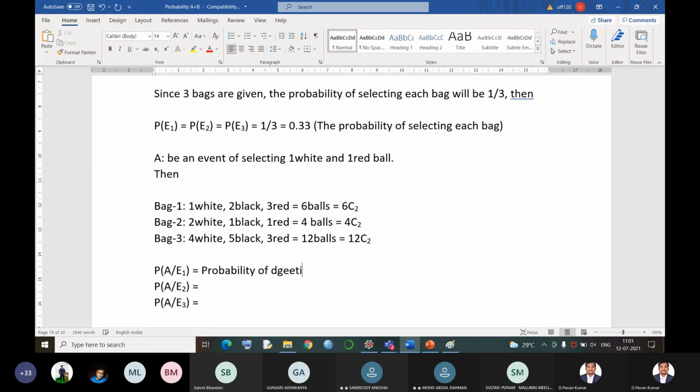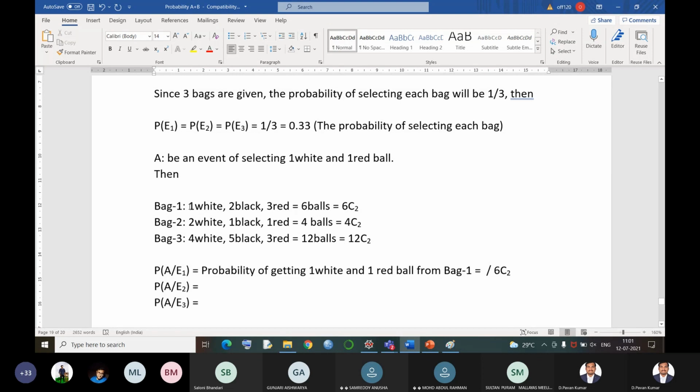the probability of getting one white and one red ball from bag 1. What is the probability of getting one white and one red ball from bag 1? Now, favorable number of cases by exhaustive number of cases. Our exhaustive number of cases is 6C2. Now we have to identify our favorable number of cases.